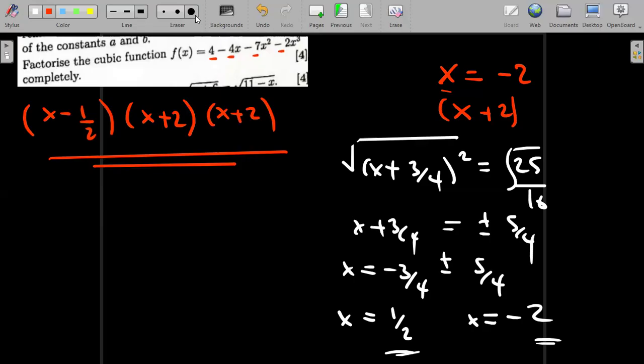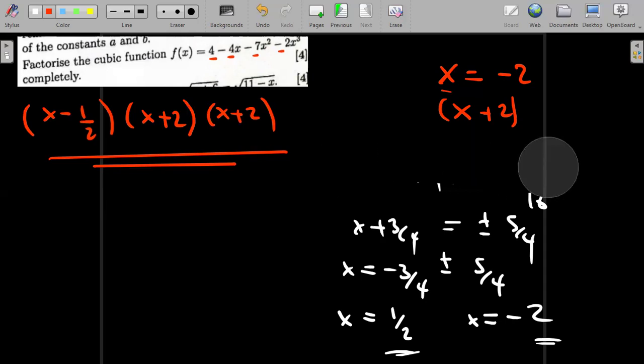So that's how you factorize. And this marks the end of this class. I don't know if there are any questions. No questions. I'm fine.